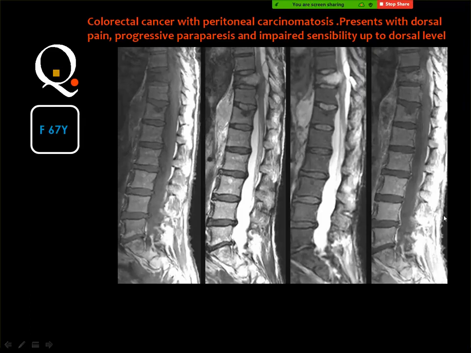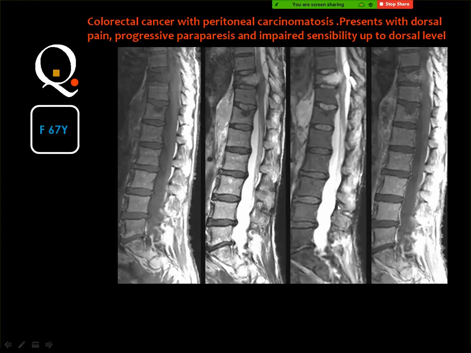Metastasis. Yes, this patient has colorectal cancer and peritoneal carcinomatosis. She presents with dorsal pain, progressive paraparesis, and impaired sensibility up to the dorsal level. Then you can see that this vertebral body is partially collapsed and it shows abnormal signal. And if you inject contrast material, you get some enhancement.